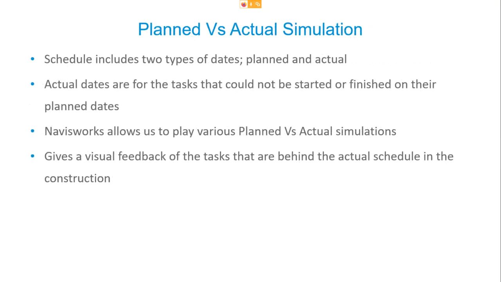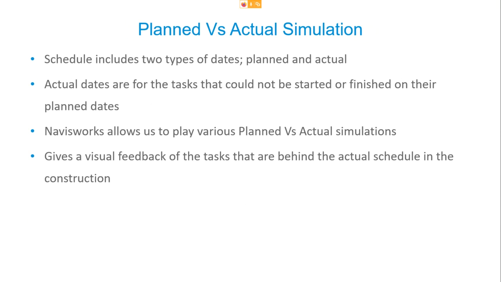Now, talking about planned versus actual simulation, as I mentioned, Navisworks allows you to display or visualize various planned versus actual simulations. In these simulations, there are two types of dates that we've got in the schedule. We've got the planned dates and we've got the actual dates. So the planned date, for example, as I mentioned earlier, was that we were supposed to pour the slab last week, but we were not able to pour the slab. So the slab pouring started today. So the planned date was last week and the actual date is today.